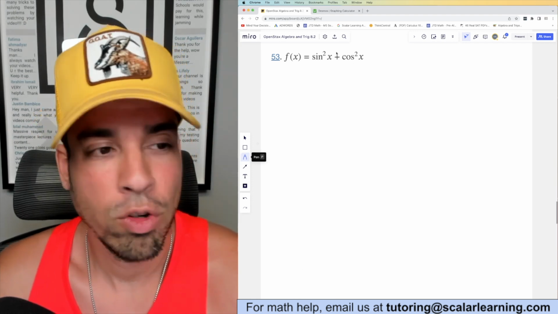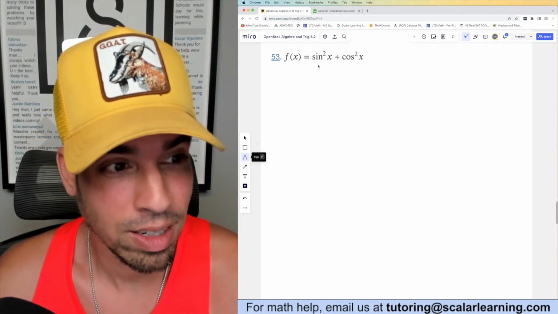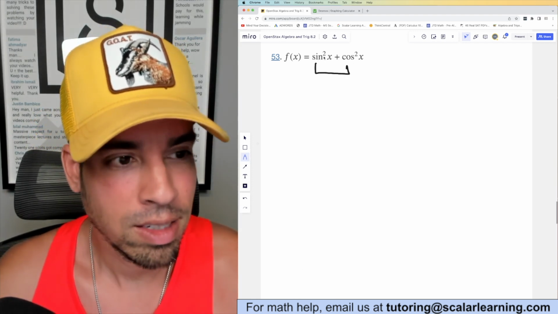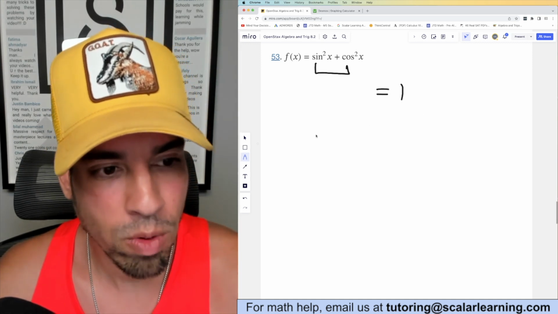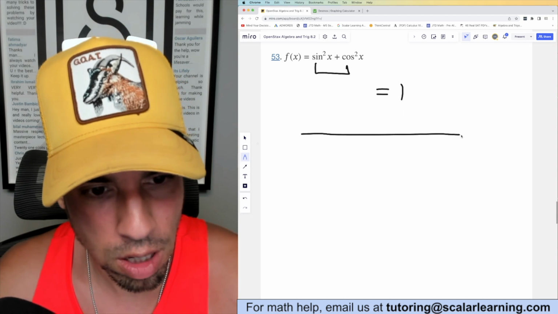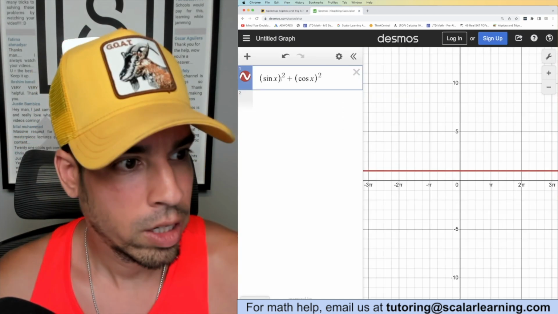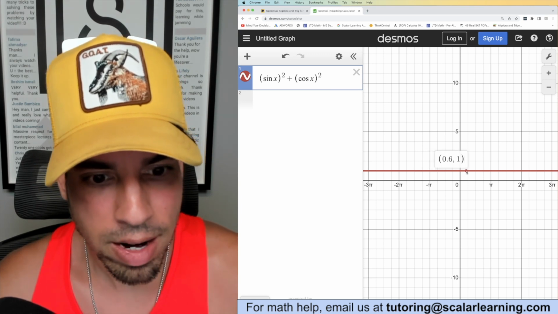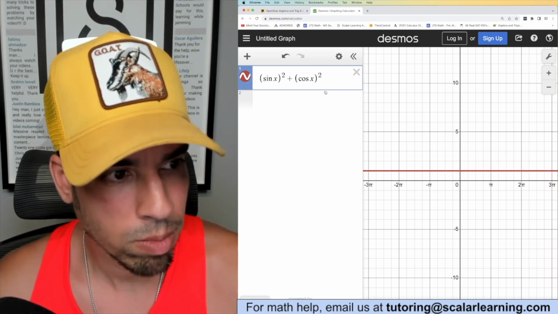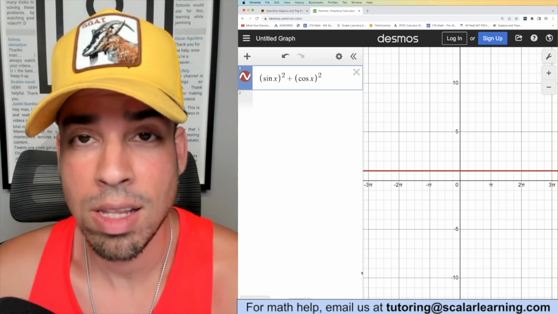So for this one, they want us to graph it in Desmos, but I'll show you something interesting. This is actually an identity, and sine squared x plus cosine squared x actually equals 1. So when we graph it, we should see just a horizontal line at y equals 1. So check it out, sine squared x plus cosine squared x, it's that line right at 1. You see, it's always equal to 1 because that's an identity. So that's what it looks like, done.